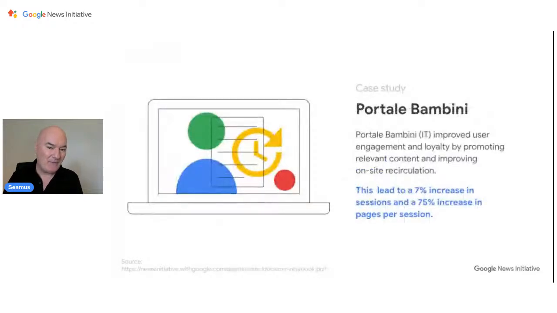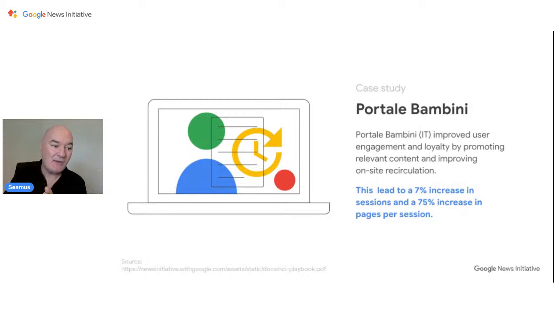Let's take a look at another case study. Always good to do that. This is Portali Bambini, Italy, of course, we can tell by the name. They improved the user engagement, loyalty, if you like, promoting relevant content. So this is a good example of the recirculation. Look at those figures there. A 7% increase in overall sessions, but a 75% increase in pages per session. So that's a very good result for Portali Bambini.